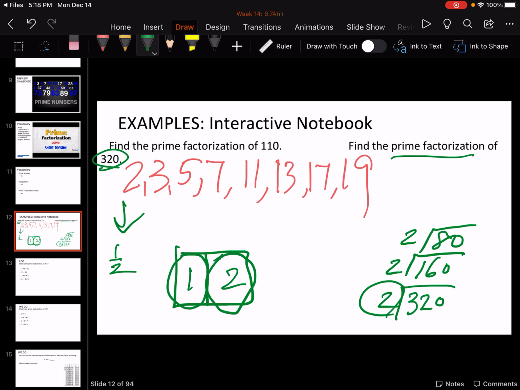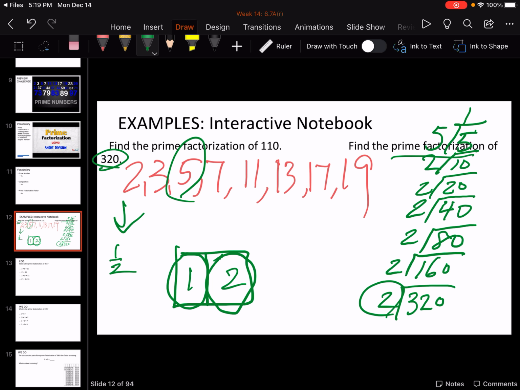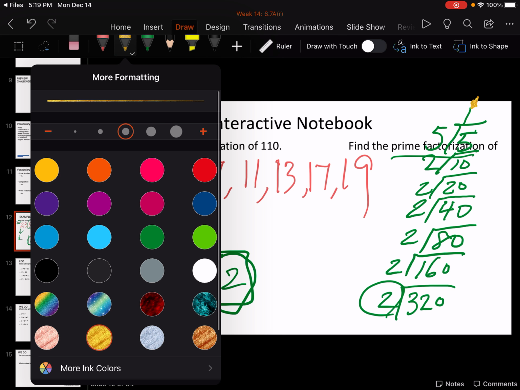Split 80 in half, you get 40. Split 40 in half, you get 20. Split 20 in half, you get 10. Split 10 in half, you get 5. And then 5 is a prime number, so I divide by 5 to get 1. Remember, like I said, 1 and done with my candle. Circle that. 1 and done.